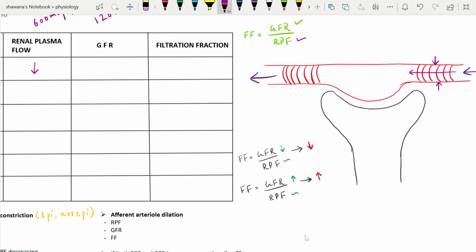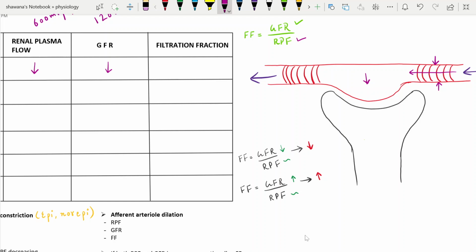And what about the GFR? When the renal plasma flow is reduced, hydrostatic pressure in the capillaries would be reduced. It means that less blood is present here, and less pressure is being exerted. So GFR would be reduced accordingly.